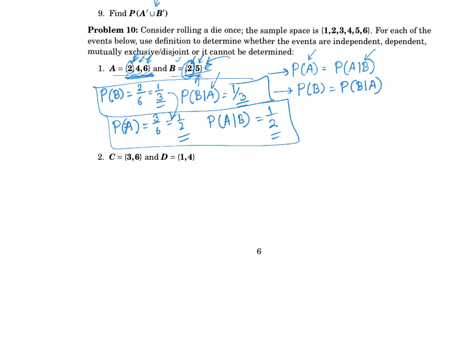And are those disjoint? No, there is something common between them. So probability of A intersection B is what? Just 2, right? Probability of 2 showing up, which is 1 out of 6, obviously is not 0. So these events are not disjoint. Exactly the same way you do this one, okay?